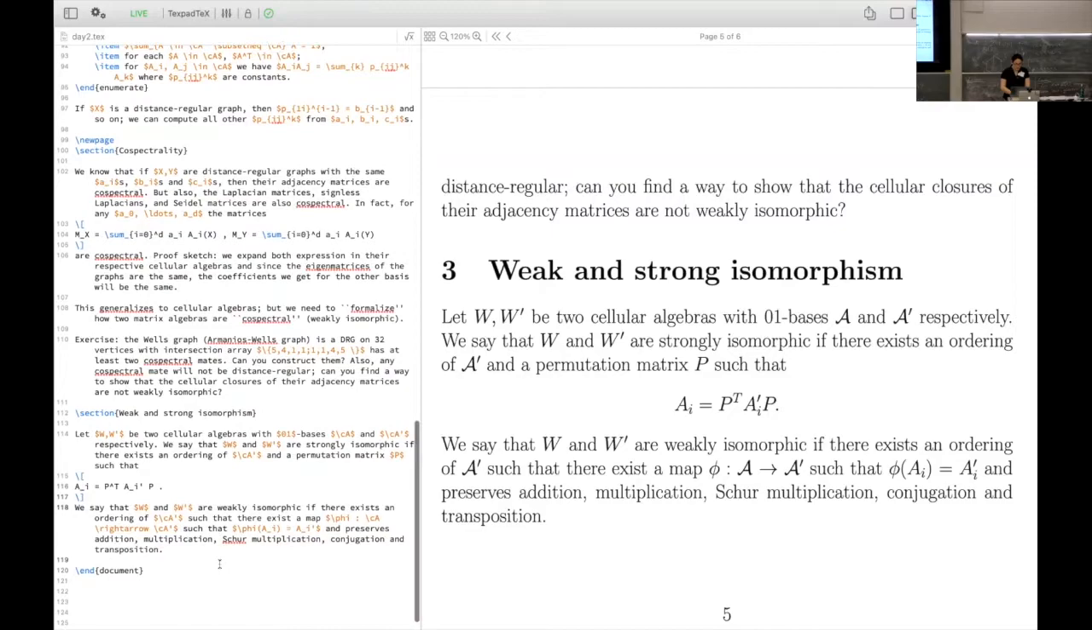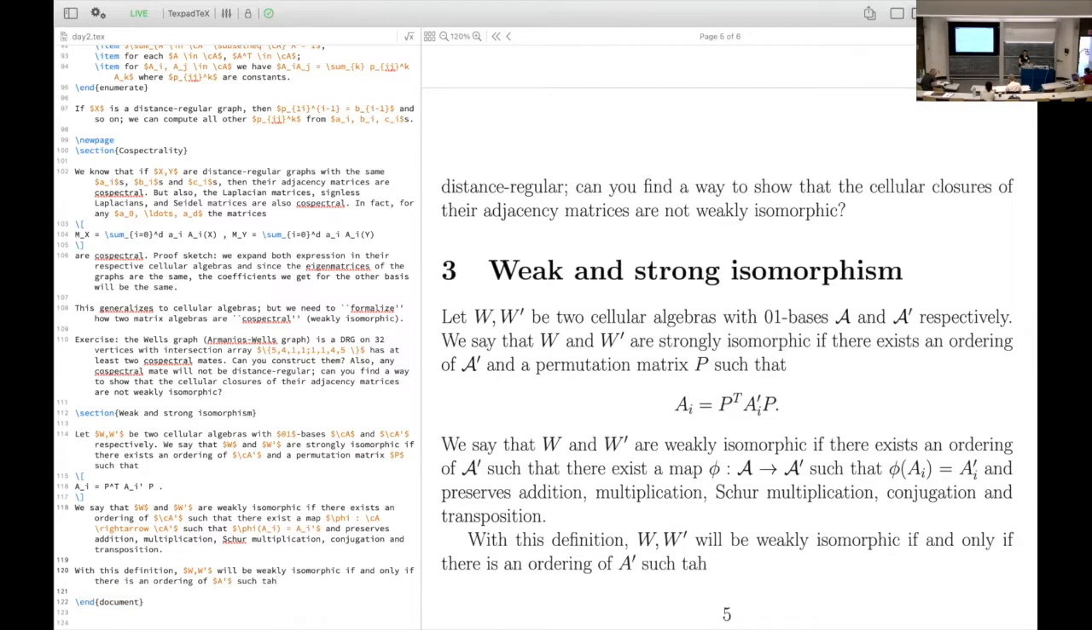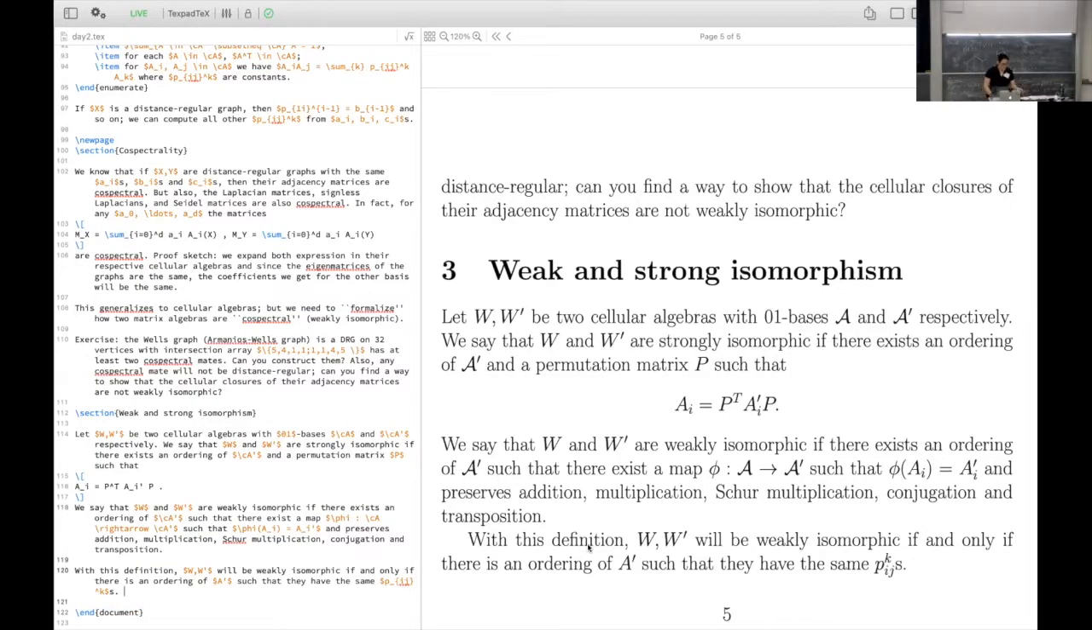The reason that you define it this way is that with this definition, and we will also not show this, W and W prime will be weakly isomorphic if and only if there is a reordering of A prime such that they have the same PIJKs. And then there is a lemma: if they're weakly isomorphic, then any linear combination will be cospectral as before.